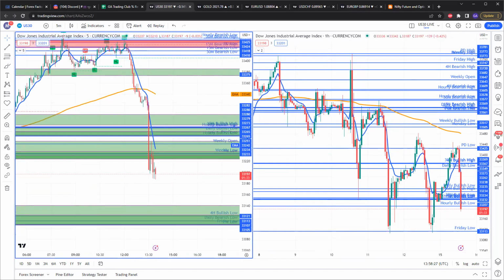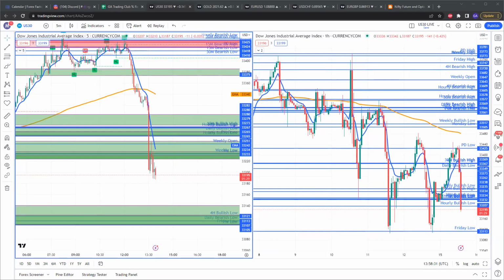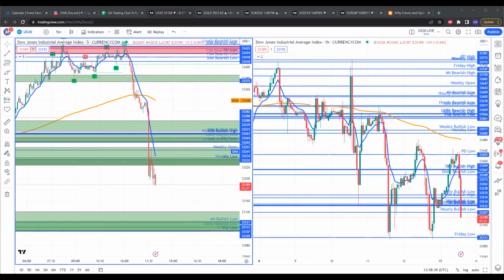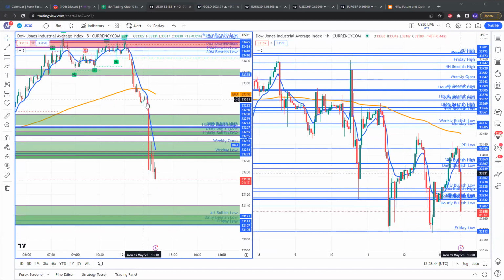So for right now, pretty much everything is bearish. US 30 is definitely bearish. Gold is bullish. Gold is very, very bullish. EU is still stuck. EU right now is still stuck. So let's see what we have.